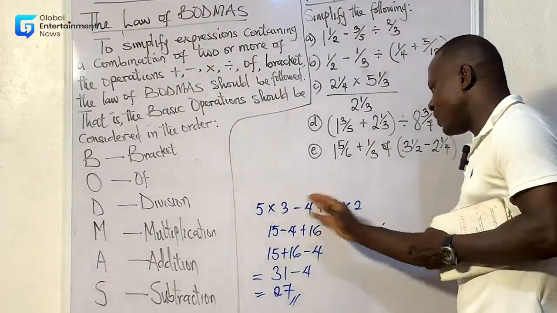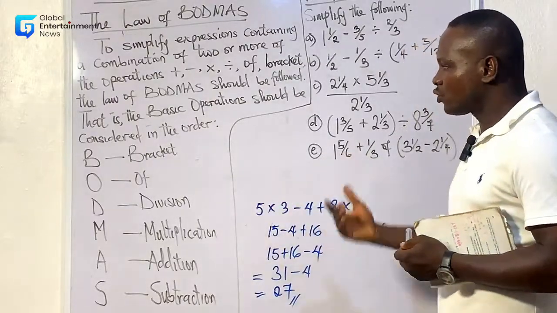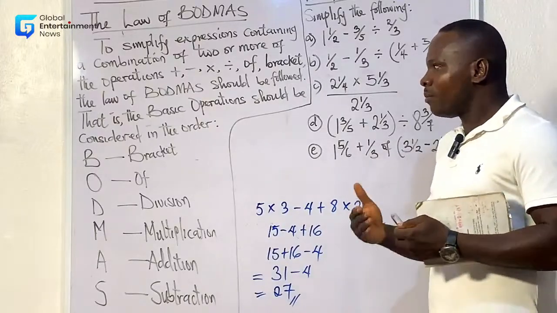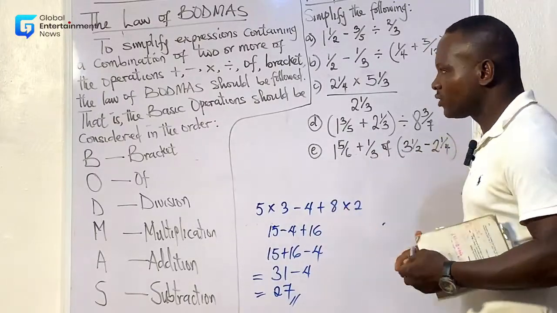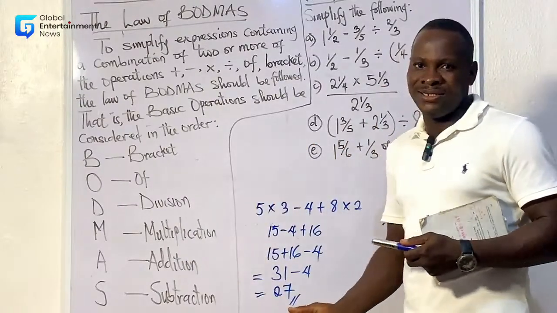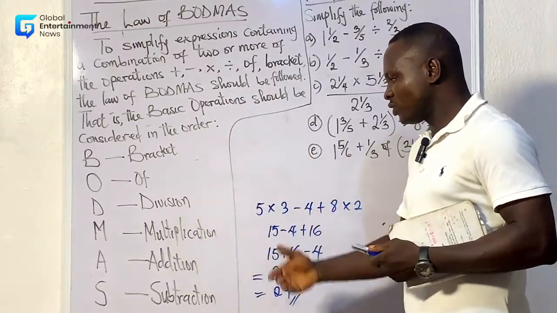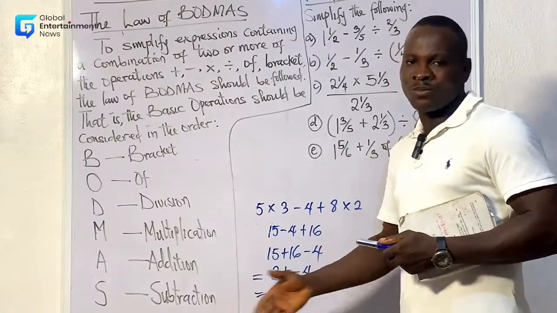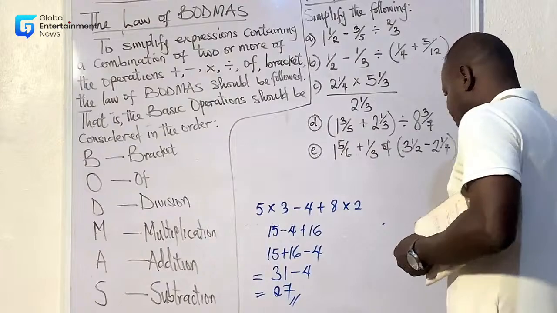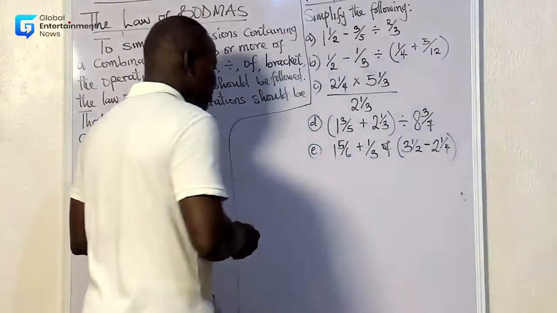But if you do it the other way around, you may not get this particular number, 27. So you have to follow the rules, or the laws, of BODMAS when we have two or more basic operations. The basic operations should be considered in an orderly manner: brackets, division, multiplication, addition, and then subtraction. So now, let's look at the following examples on the board.